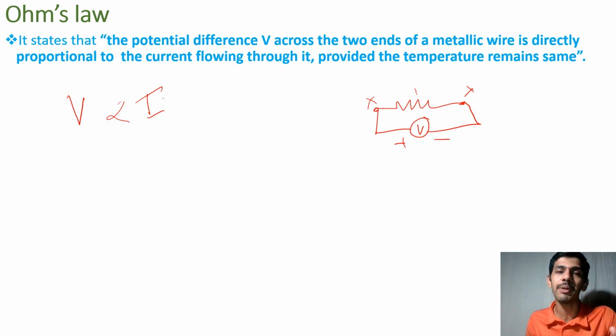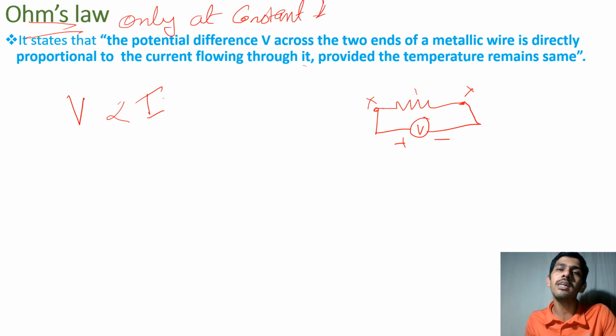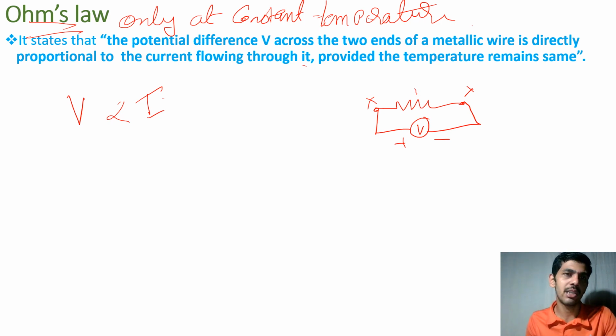The statement is incomplete if you write only till here, is directly proportional to current through it. Then the continuity is provided the temperature remains the same. So this Ohm's law holds good only at constant temperature. The temperature should be maintained constant while performing the experiment. That means Ohm's law holds good only at constant temperature.